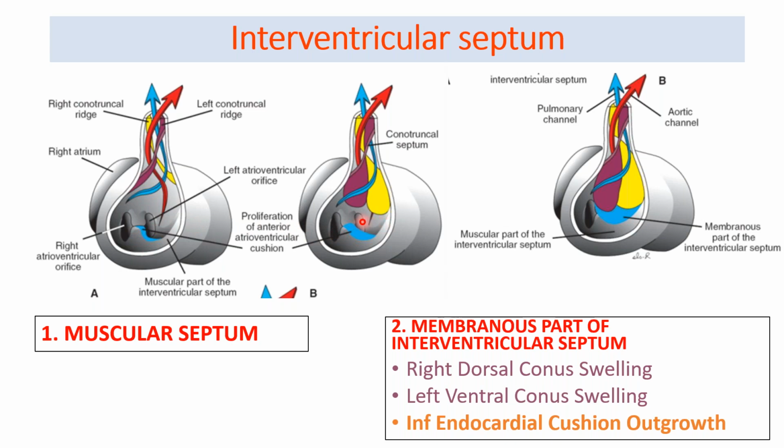This interventricular foramina is synonymous with the ostium primum and ostium secundum that you had seen in the atrial septal defects. So this interventricular foramina is closed by the formation of the membranous part of the interventricular septum, and these are the contributing factors. The right dorsal conus swelling grows distally, the left ventral conus swelling grows distally, and cranially grows the inferior endocardial cushion outgrowth. So together, this is the component of the membranous part of the interventricular septum.